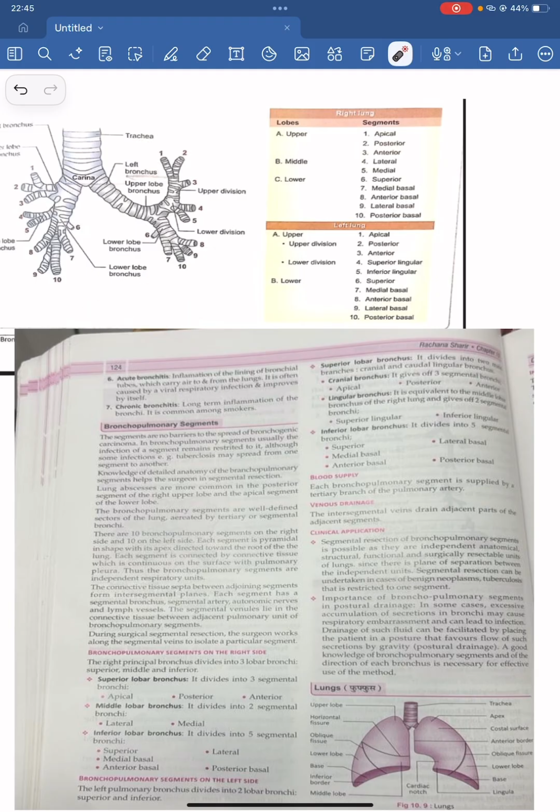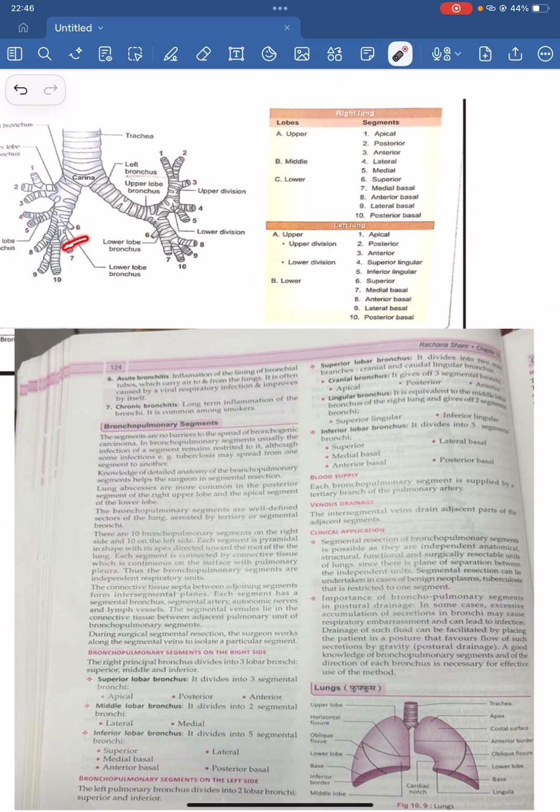So, coming directly to the anatomy of the bronchopulmonary segment. On the right side there are around 10 bronchopulmonary segments, and the left has the same number, 10. Each segment is pyramidal in shape, as you can see in the image, with the apex directed towards the root of the lung.